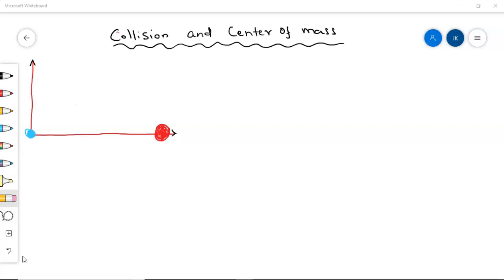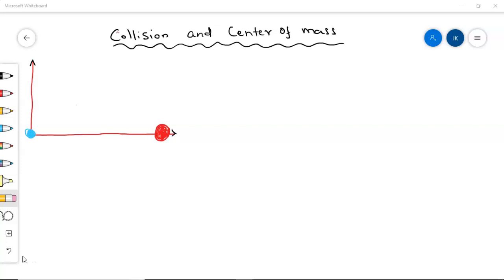Mainly we are discussing the location of the center of mass. Will it change? If it changes, how does it change? And what about the velocity of the center of mass? Will the center of mass velocity change or not? All these things we are discussing here.